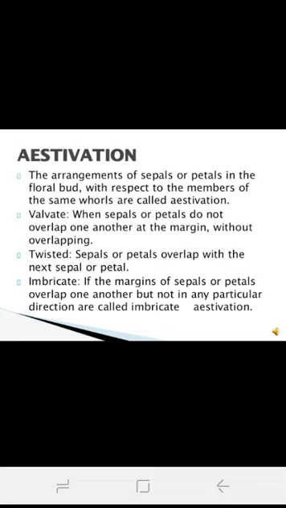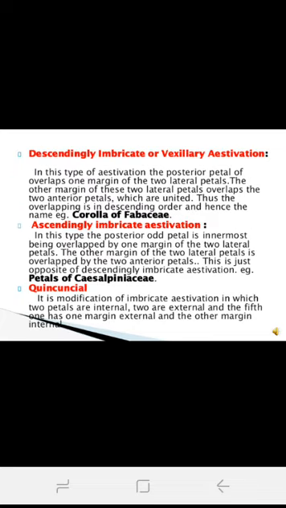How are they arranged? If sepals and petals do not overlap at the margin, you can call it valvate estivation. So they never overlap each other. If they overlap, one in, one out, one in, one out, a particular pattern, that's called twisted. If they overlap but in different directions, you can call it imbricate estivation. Valvate, twisted and imbricate. Then imbricate is of two types: descendingly imbricate and ascendingly imbricate.